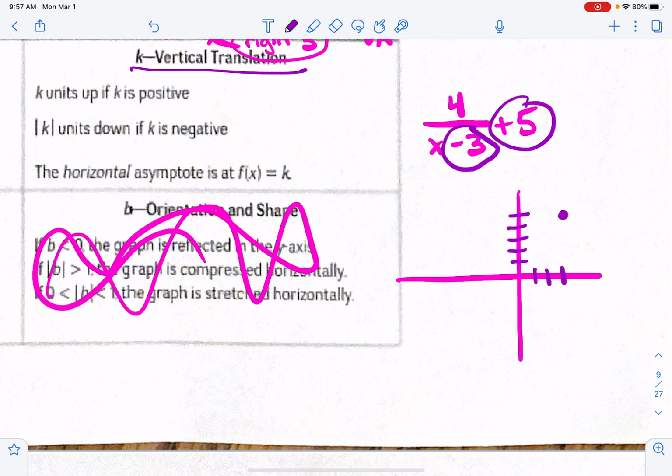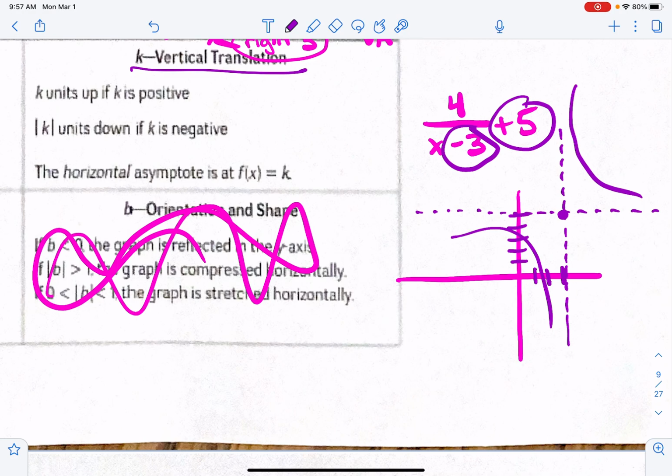And what I do is I usually just put a dot there. 3 to the right, 5 units up. And what's going to happen is my asymptotes are going to cross at that place. That's just the dot where my asymptotes are going to cross each other. And then I'm going to have boomerang-y things that look like this.